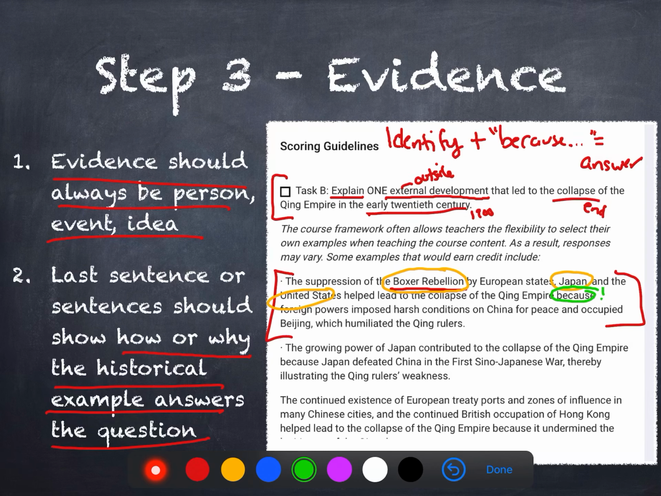because, ding, ding, ding, there's a because. Here's how or why the Boxer Rebellion shows that it led to the collapse. Let's continue. Because foreign powers imposed harsh conditions on China for peace and occupied Beijing, which humiliated Qing rulers. Sorry for my not speaking well there, but which humiliated Qing rulers. This is so important. The because is important. With an explanation must come a because.